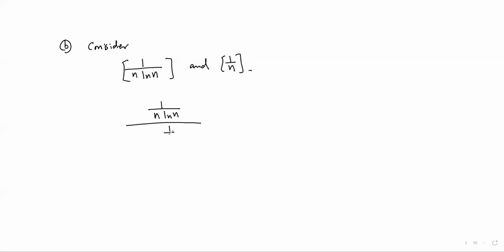Consider these two sequences, natural log of n over n, and 1 over n. Now let me compare these two sequences. Compare the general term, (natural log of n over n) over 1 over n. Then cancel n, it is 1 over n. Now take the limit. Then this is 0.